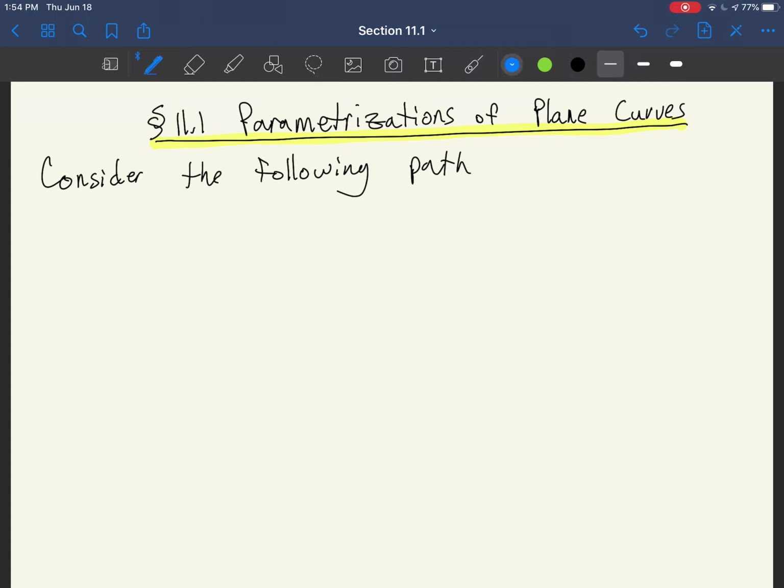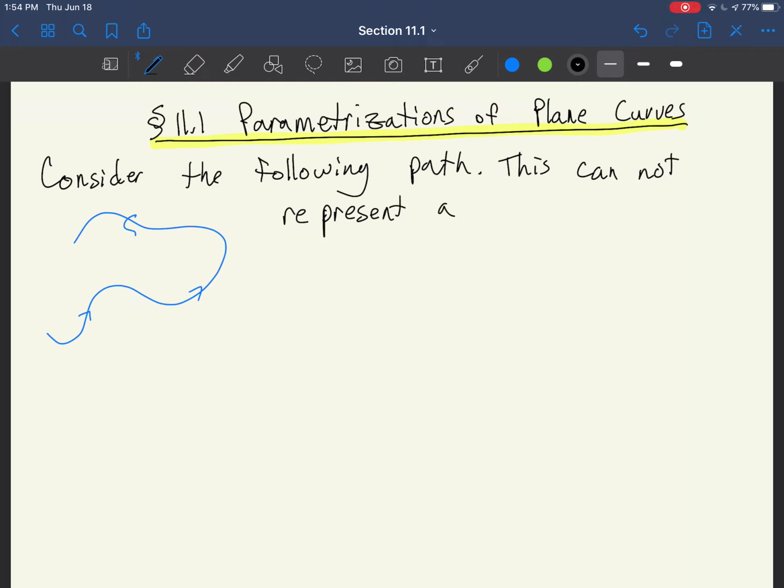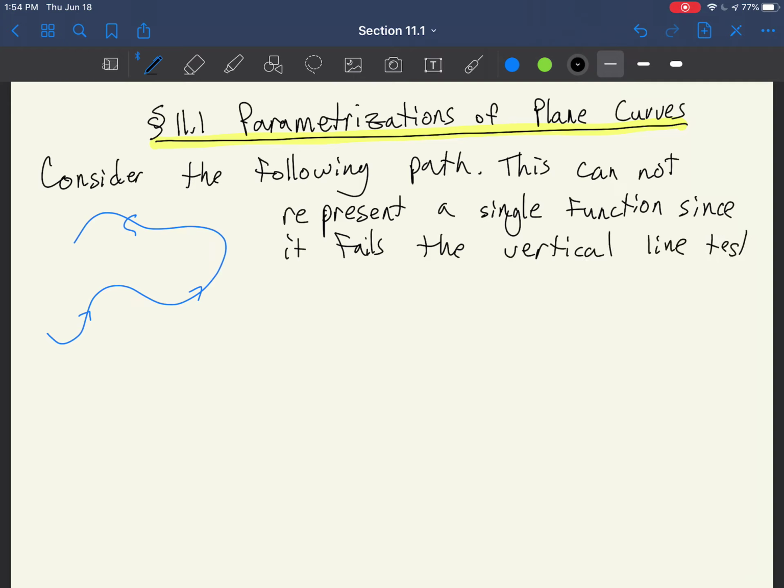So consider the following path. We have this path, and the arrows are indicating the direction that a particle would be moving if it traveled along this path. So the first question that you would ask, or that I would ask, is can you represent this path as a function? And no, you cannot. This cannot represent a single function, and that's because it fails the vertical line test. We could drop a vertical line right here, and it intersects at 2 points. So this is not a function.